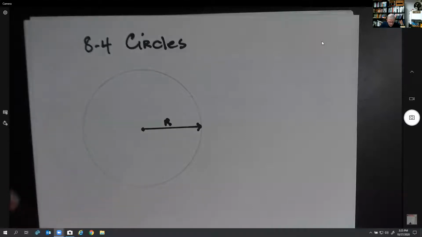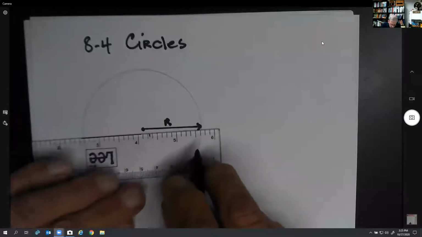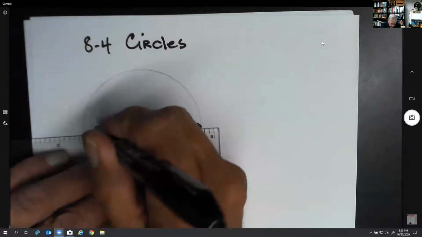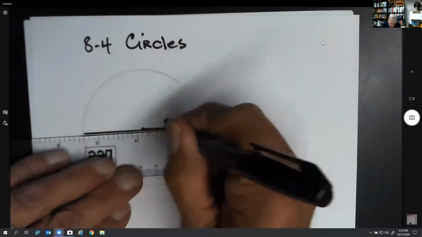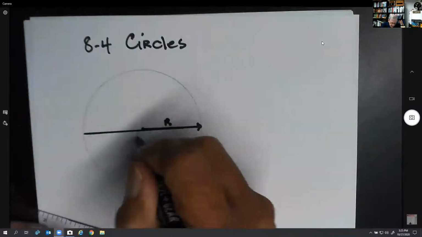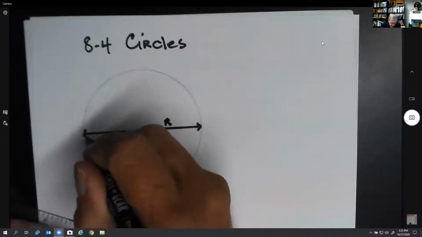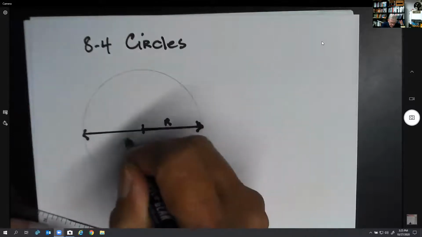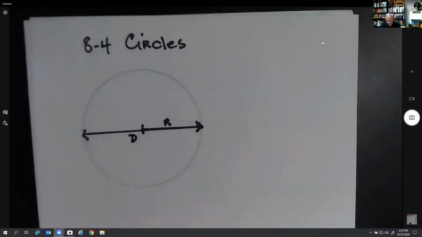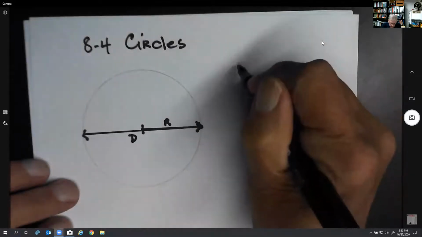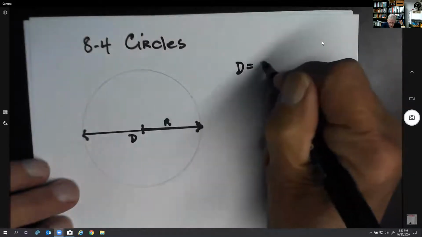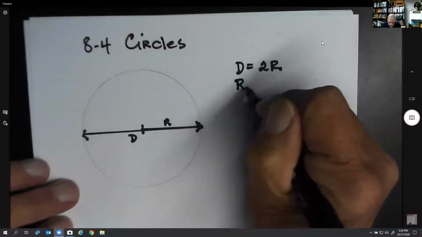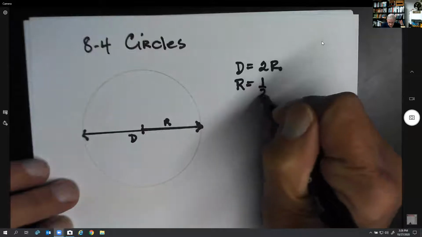called R. The distance all the way across, going through the center, I'm going to draw it just a tad underneath so you can see it. That would be the diameter, from this end all the way across to that end. It's the diameter. The diameter is twice the radius. The radius is half the diameter.